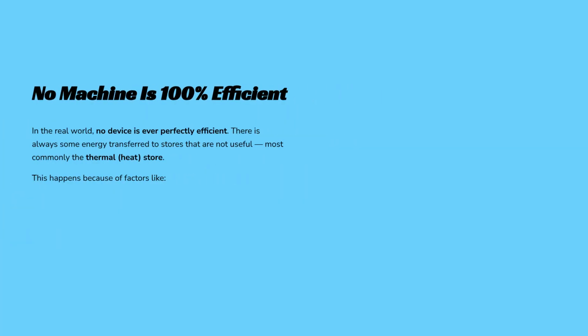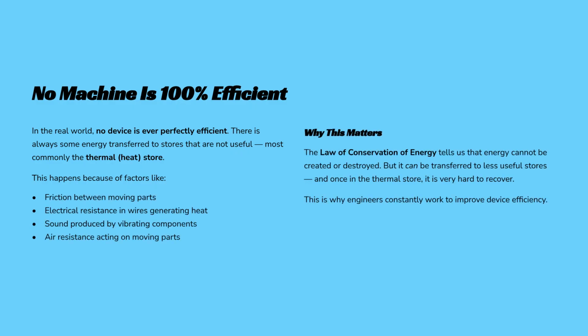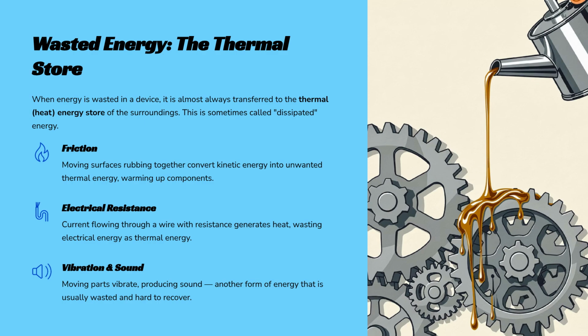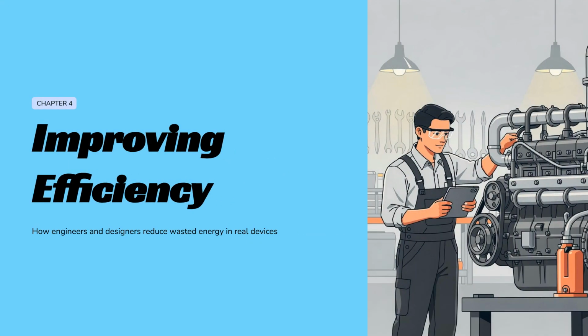In reality, no machine is 100% efficient. Energy is always lost, most commonly to the thermal store through friction, air resistance, or electrical heating. Energy that is wasted is often said to be dissipated. Whether it's from friction between moving parts, electrical resistance, or sound from vibrations, this energy is difficult to recover. Next, let's explore how we can improve efficiency to ensure we waste less energy in our machines and systems.